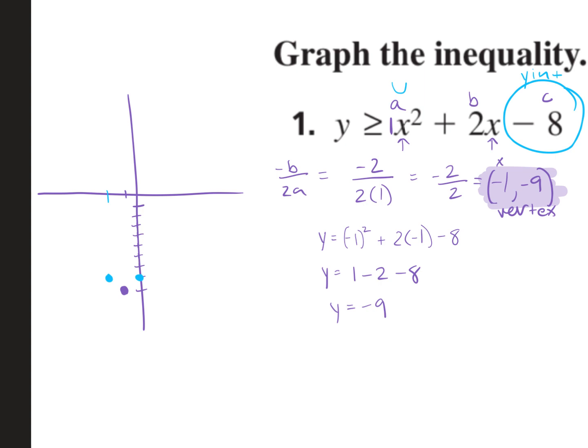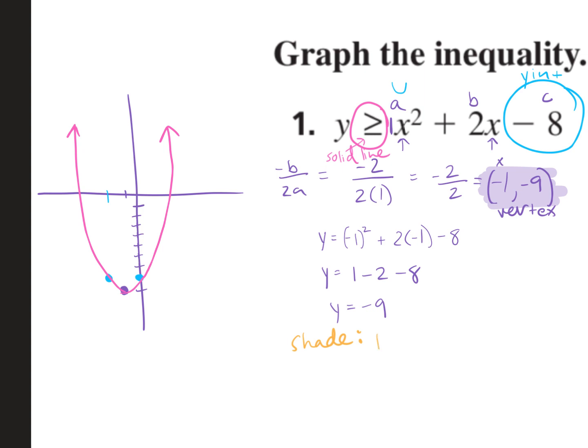Well, not yet. We still need to figure out if it's a dotted line or a solid line. So because it's greater than or equal to, that equal to makes it a solid line. A solid parabola. So if it was just greater than or just less than, it would be a dotted line parabola, a dashed line. But because it has that equal to, it's a solid line. All right, last thing we need to do is figure out how we're going to shade. We are either going to be shading inside or outside.